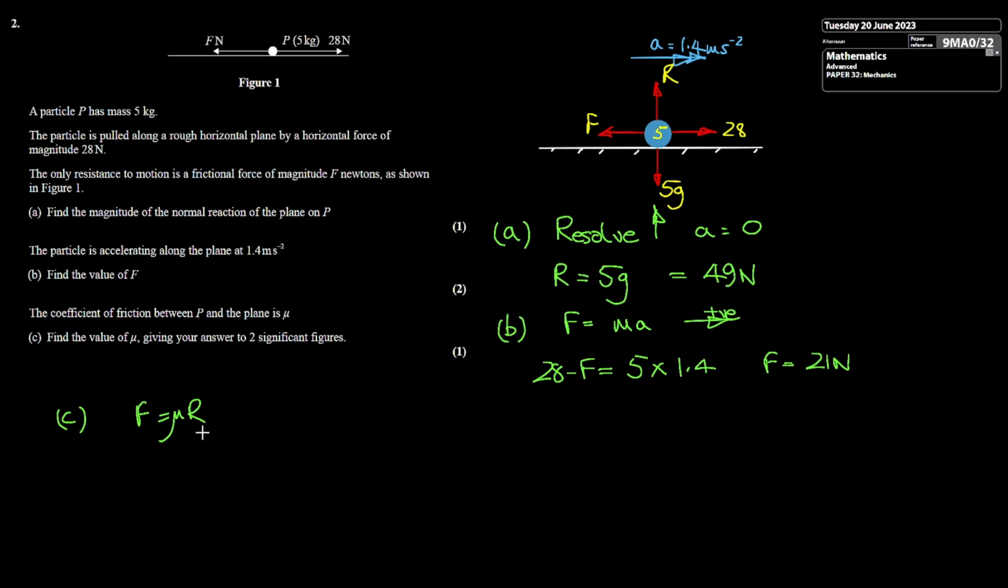So substituting our values in, we get that mu is equal to 21, the friction, divided by R, which is 49, and this turns out to be 0.43, and that is two significant figures. And those are the answers for question 2.